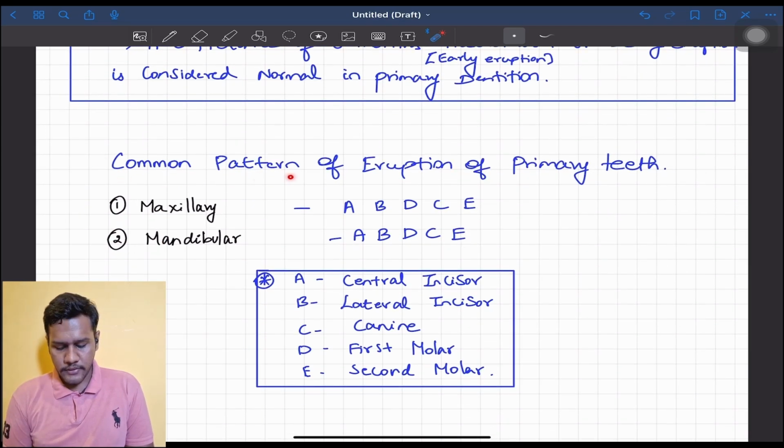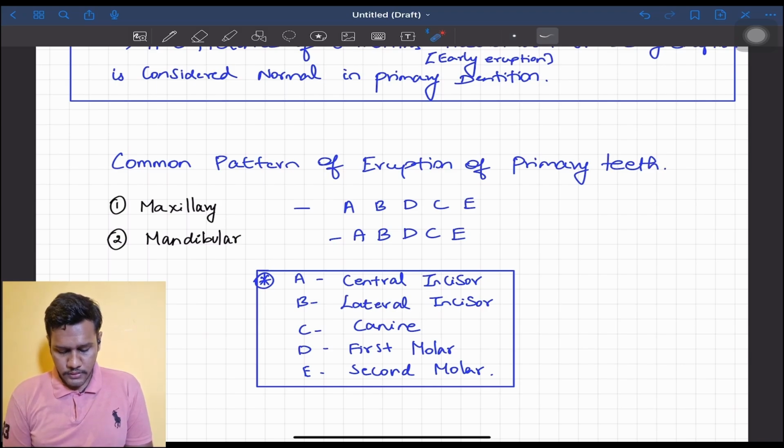Let's see the common pattern of eruption of primary teeth. This ABCDE is also used in designation of a particular tooth, that is, a tooth numbering system. I will discuss it later. You just remember A for central, B for lateral, C for canine, D for first molar, E for second molar in the primary dentition.